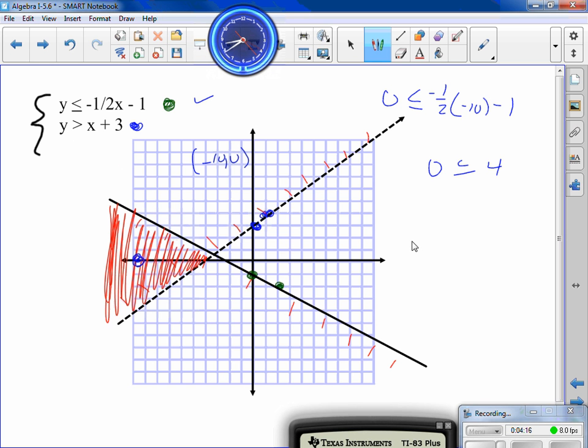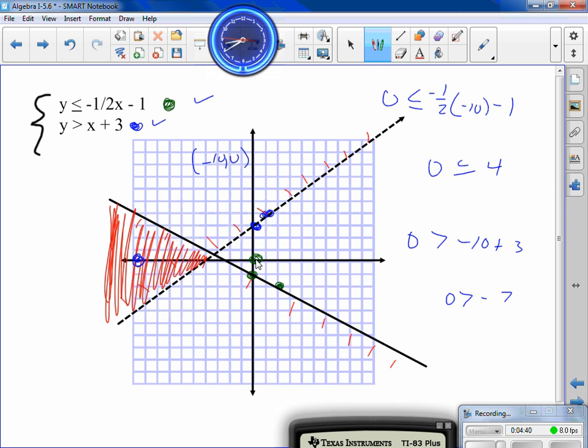Substitute in the other one. 0 greater than negative 10 plus 3. Negative 10 plus 3 is negative 7. Is 0 greater than negative 7? Yes. Those ones work. If I pick something outside of it, like 0, 0.